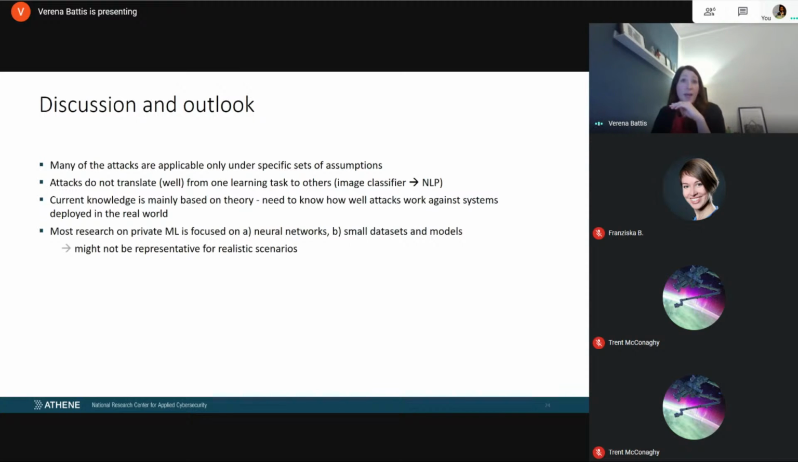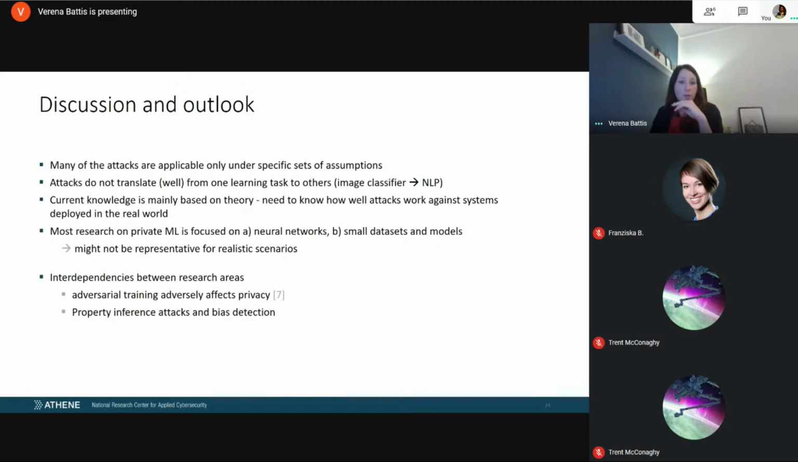On the other side, please keep in mind that there might be interdependencies between research areas. For instance, like I just mentioned, adversarial training adversely affects privacy. On the other hand, property inference attacks can deduce properties of the training data set that were not specifically encoded or were not necessarily correlated to the learning task. This can be understood as a form of bias detection.